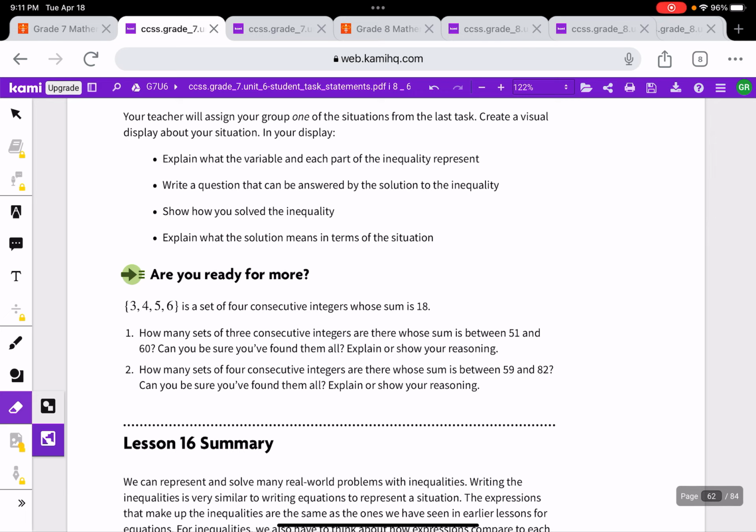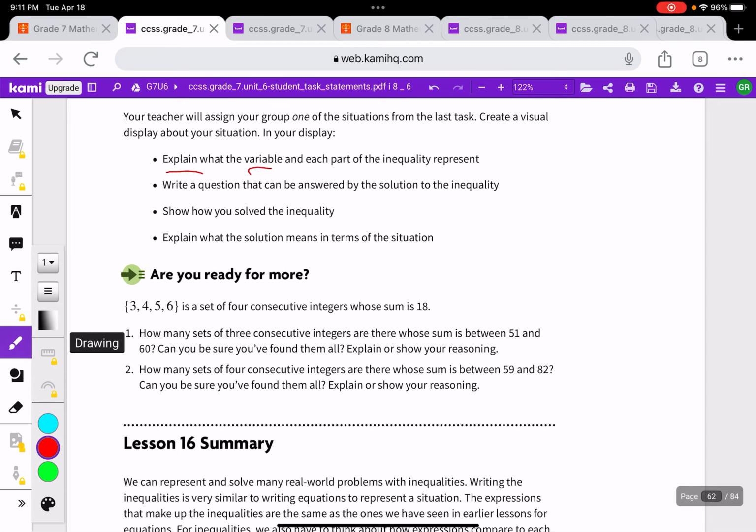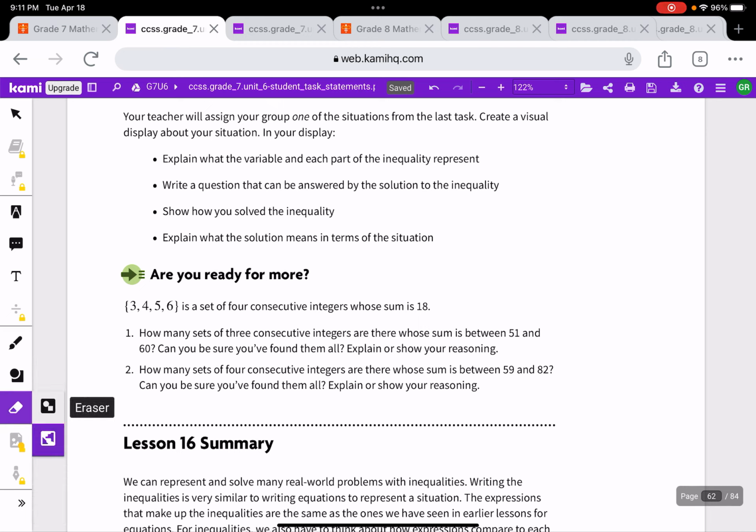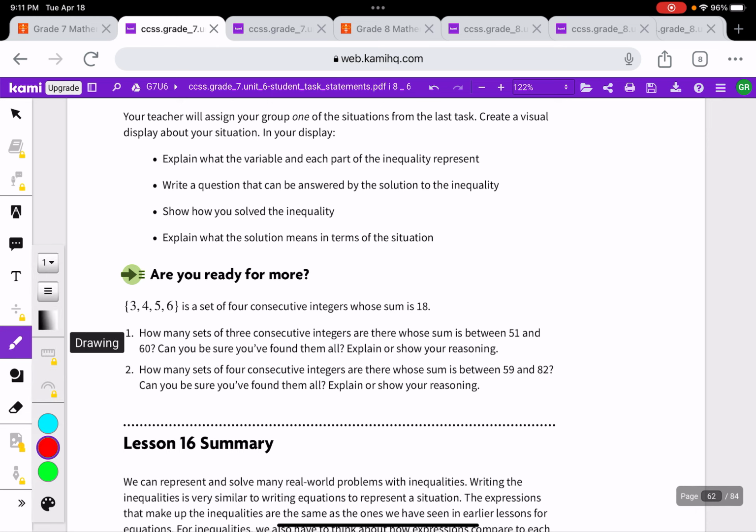And it says create a visual display about your situation. In your display, explain what the variable means. That means, what does X mean or E mean, and each part of the inequality. Explain what the variable and each part represents. I'm going to do one for you so you know what that means. Part 2, the second dot, says write a question that can be answered by the solution. 3, show how you solved it, and then explain what your solution means.